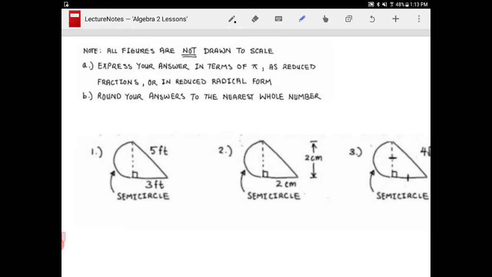I'm actually not going to do part B, because I feel like part B is just entering into the calculator. So I will just figure out the answer from part A, which is just expressing the area in terms of pi, or as reduced fractions, or in reduced radical form.